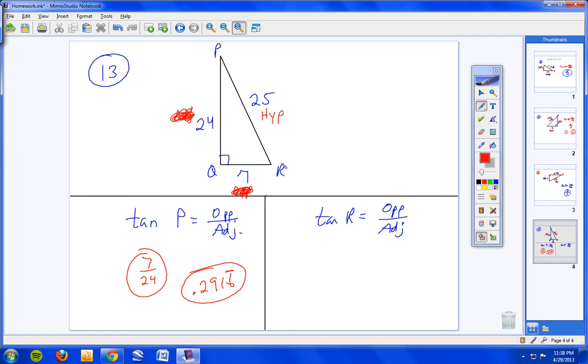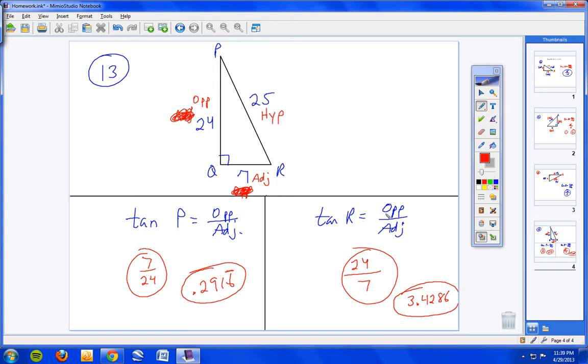So let's go up here. Tangent of R. Put your pencil on R, go straight across, and that becomes your opposite side. This is your hypotenuse. The 7 over here becomes your adjacent side. So how do you find the tangent of R? Opposite over adjacent. Opposite is 24, adjacent is 7, so 24 over 7. If you type that into your calculator, you will get 3.4286. All right, and so there we go. And that is the answer.